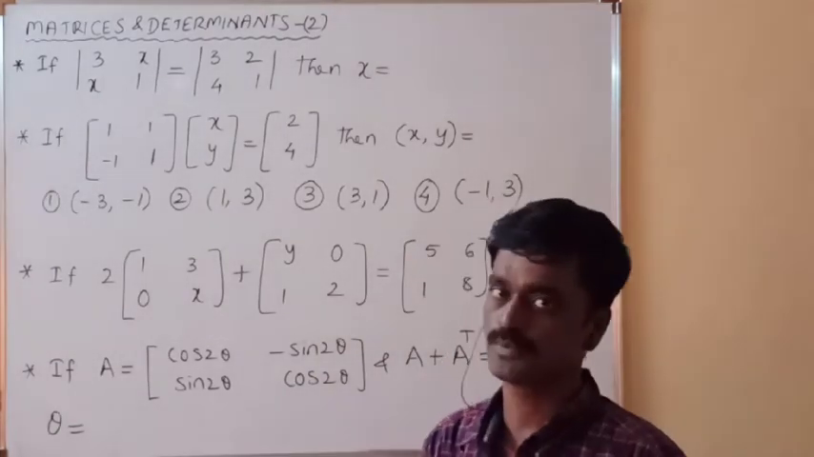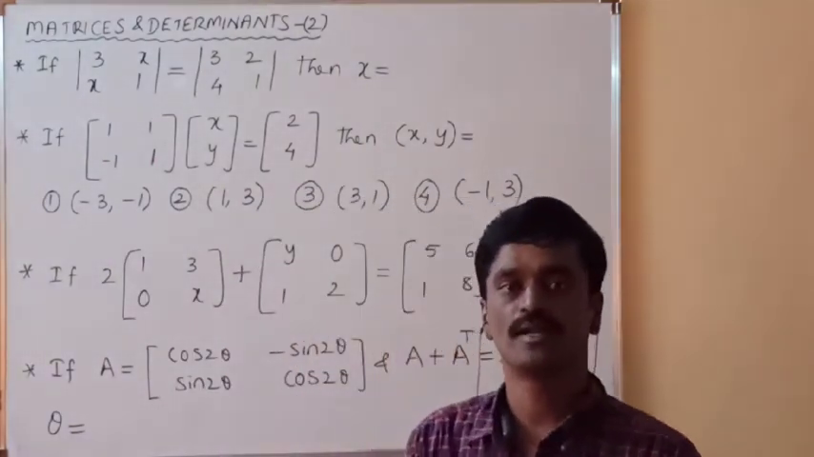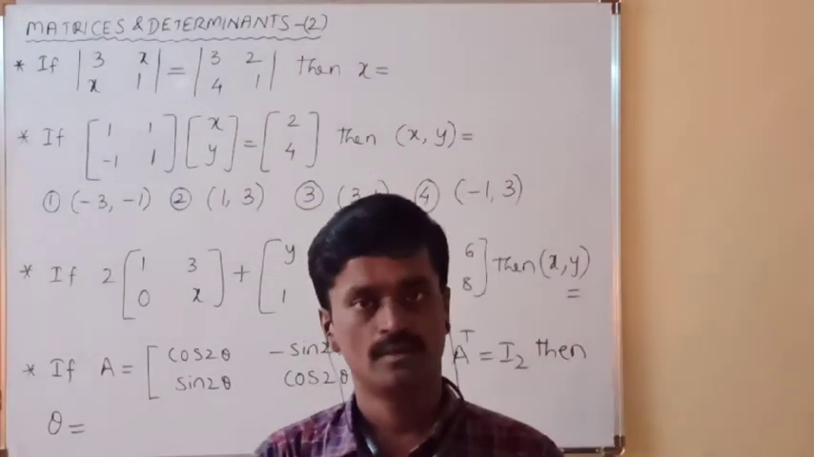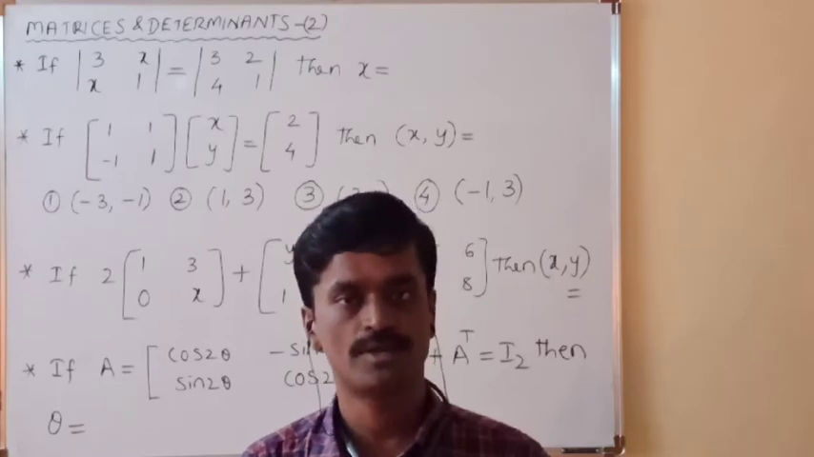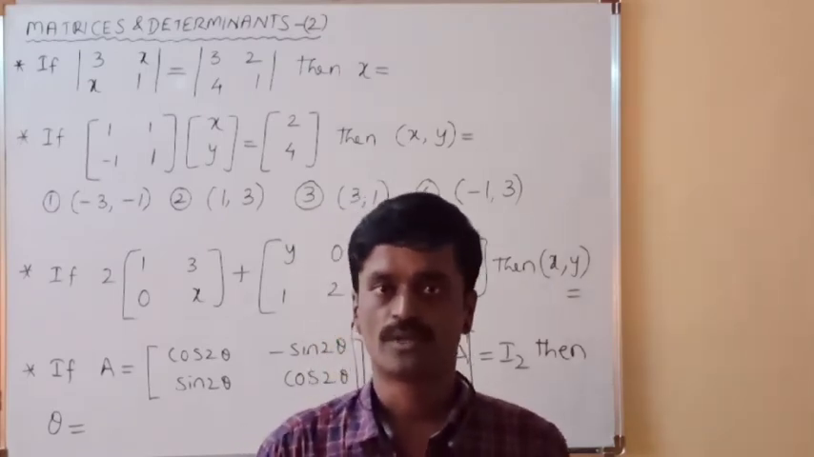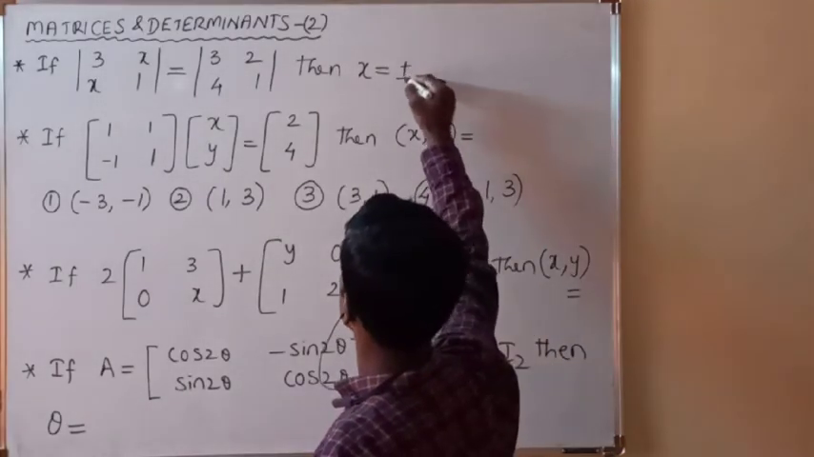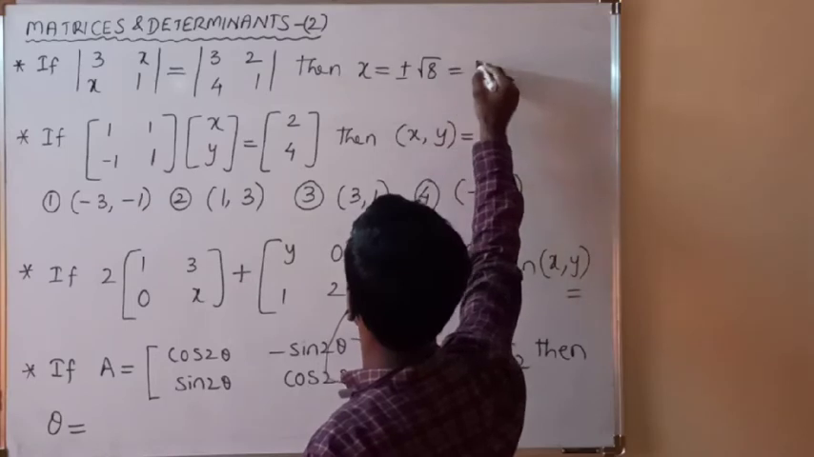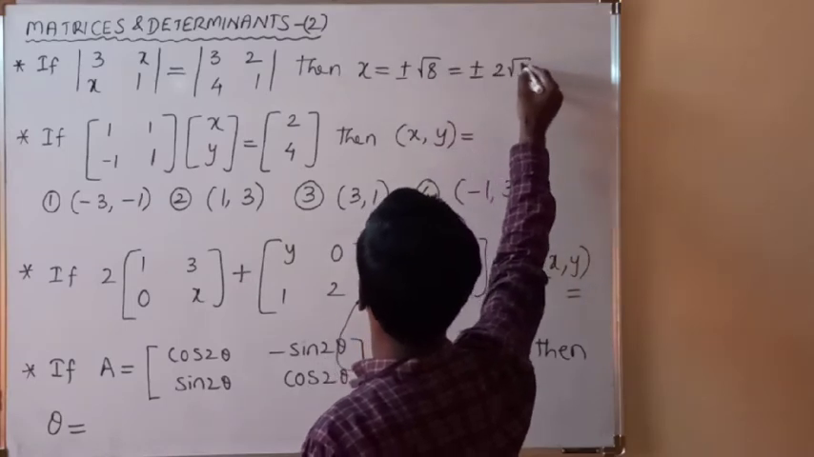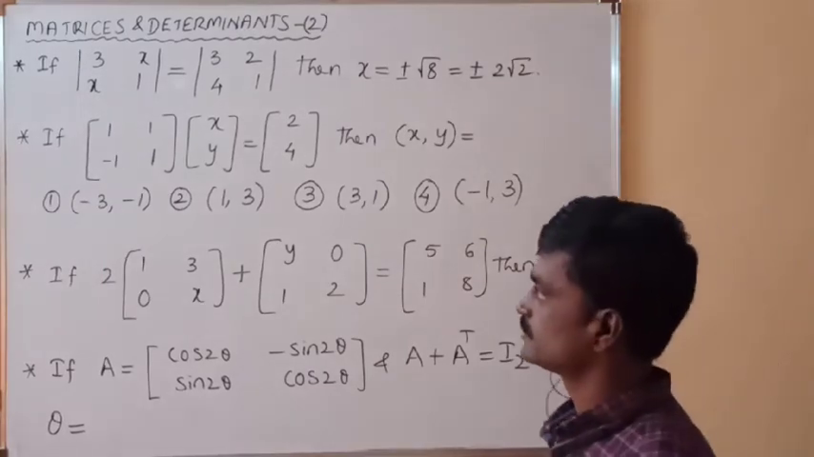Look at the first problem. It is a very simple problem. Just expanding on both sides, you will get x square is equal to 8. Then x is equal to plus or minus root 8. Don't write only plus root 8. So that was the answer. First question answer is plus or minus root 8, or you can write plus or minus 2 root 2. Now look at the second question.